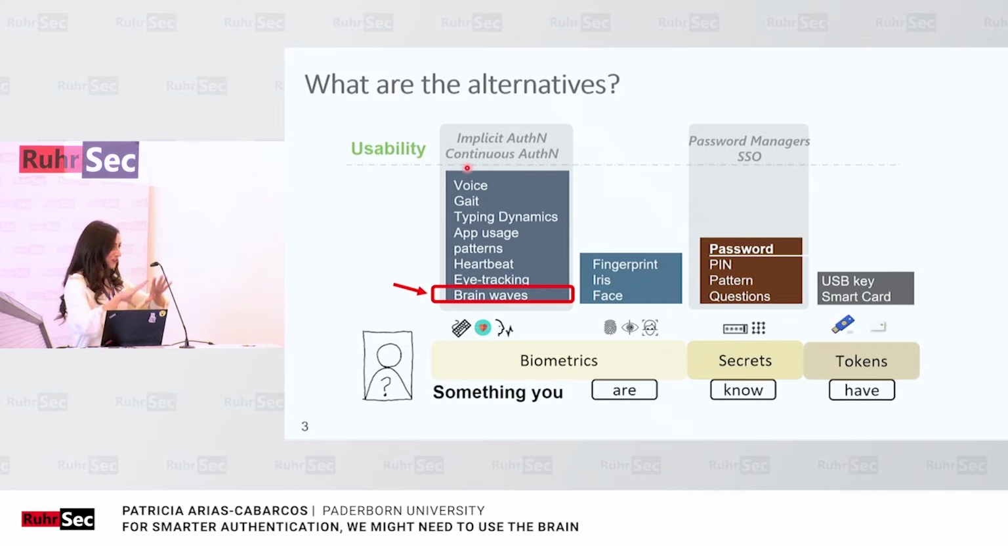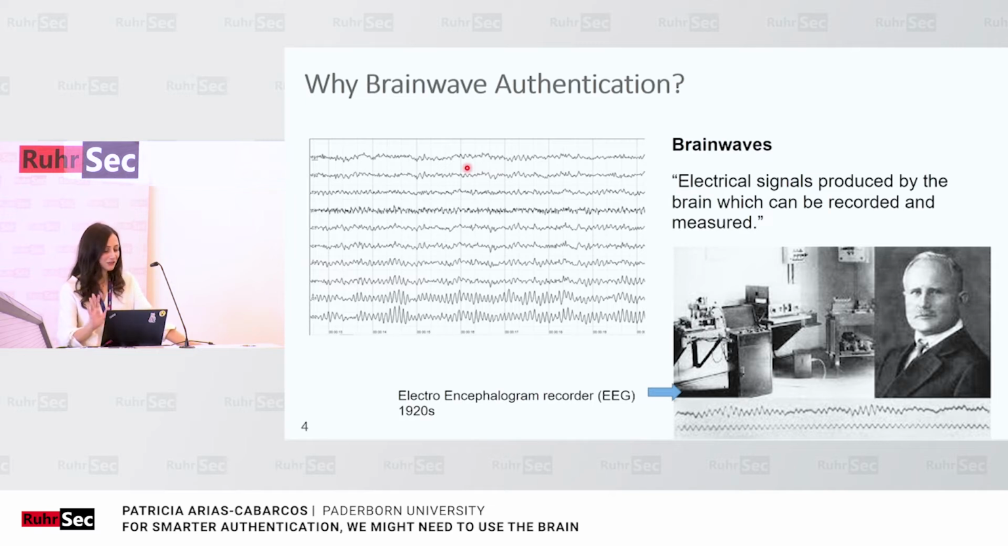And in this world of possibilities, I decided to focus my research on brainwave-based authentication. And I'll tell you why. So first of all, definition. What are brainwaves? Brainwaves are electrical signals produced by our brains, which can be recorded and measured.